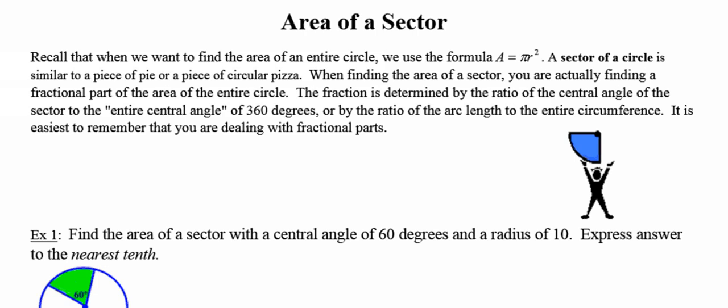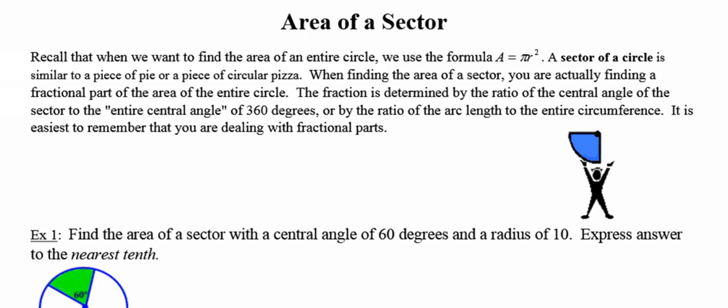Alright, we've done some work with finding the area of an entire circle this year, and this next topic, called area of a sector, is just an extension of that. Remember that anytime we want to find the area of an entire circle, we find it by using the formula area equals pi times r squared.